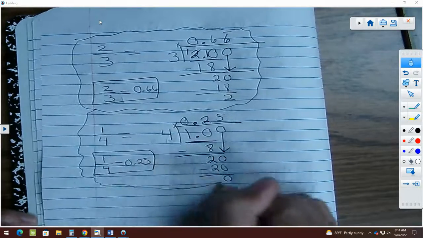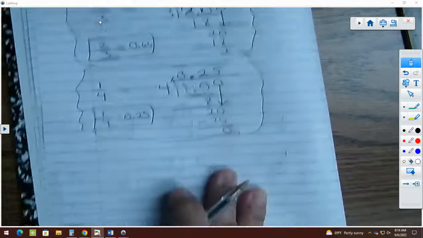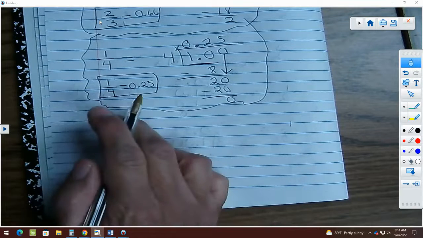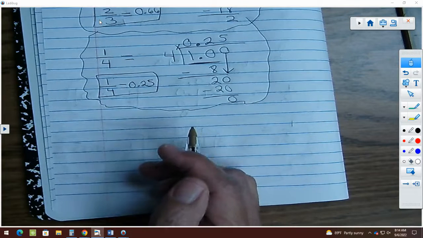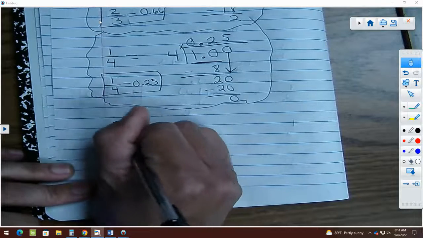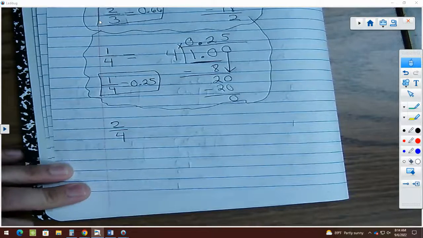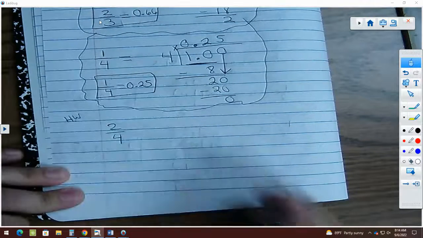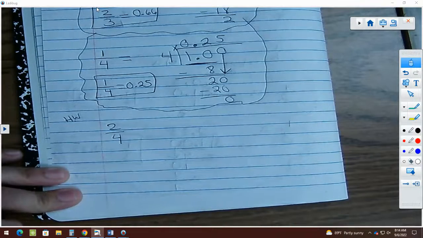But with that guy, who do you think is next? If this is 1/4, who do you think would be next? 2/4. I'm going to do all the fourths. But guess what? 2/4 will be for homework. 2/4 will be for homework. Do the homework, please.